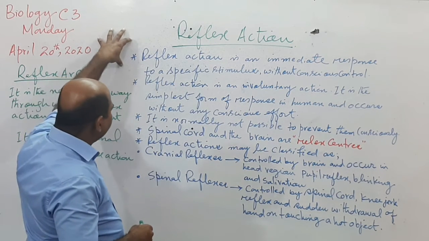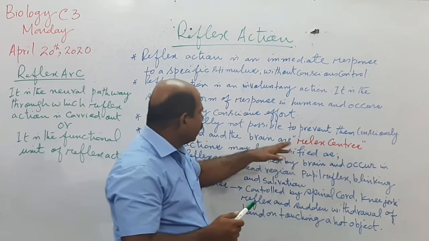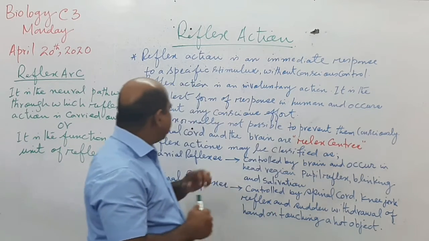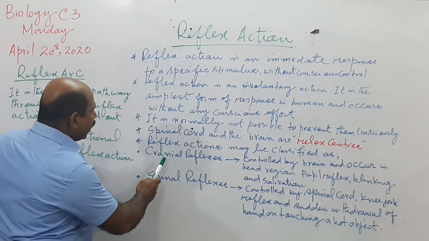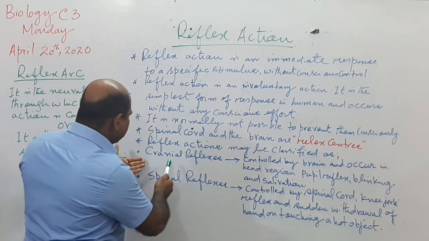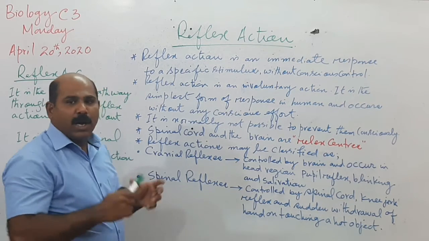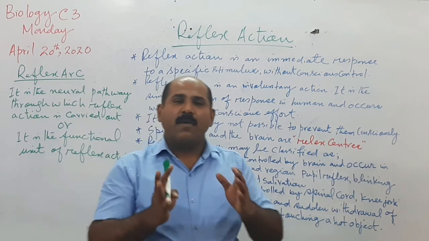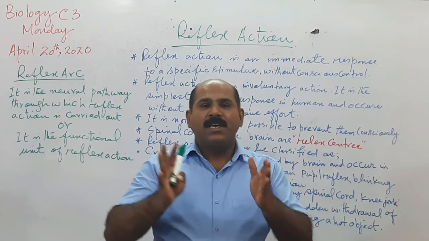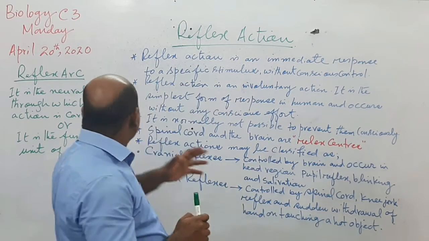So as there are two reflex centers, one is the brain and the other is the spinal cord, similarly there are two types of reflex actions: one is known as cranial reflexes and the other as spinal reflexes. Now comes how our brain is controlling these reflex actions. That is very important.